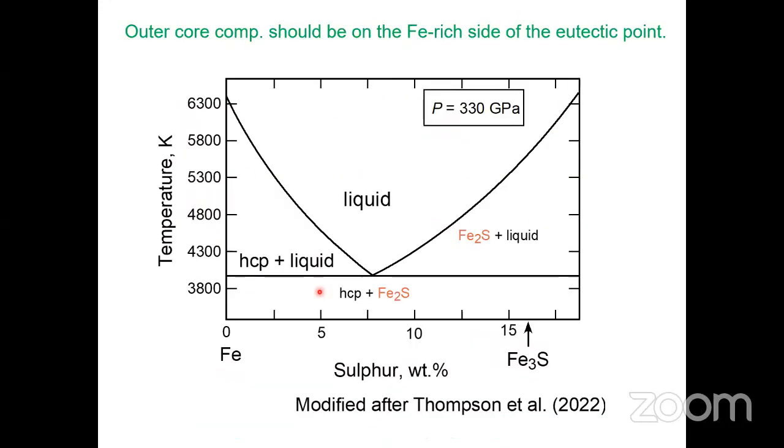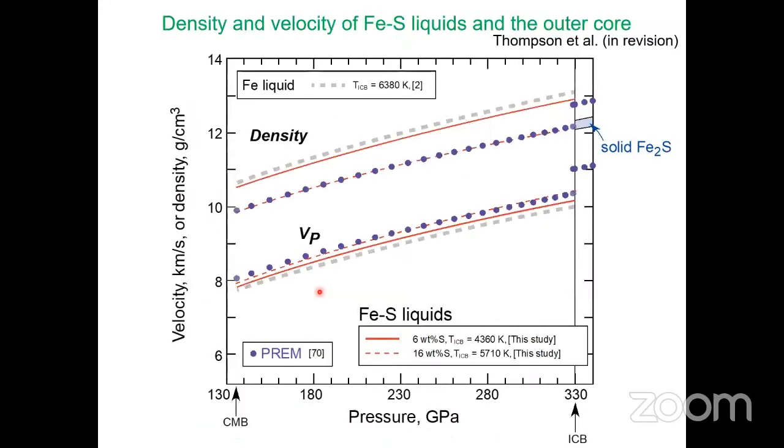So the major conclusion here is that the iron-sulfur binary system doesn't work, but you can put in a small amount of sulfur together with other light elements. So that's my hypothesis. Probably, if it's together with silicon and oxygen, then 1 or 2 weight% sulfur is fine in the core.